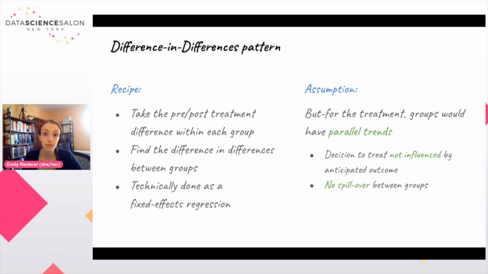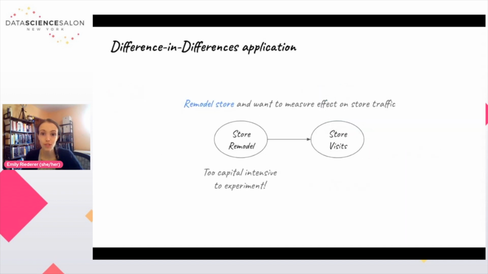The critical assumption here is that if the one group had not received treatment, the two groups would have had parallel trends. And there are a few different ways this assumption can break down, depending on how it was determined who got the treatment and how well isolated that treatment actually is. And we'll come back to those in a minute. But first, let's consider one example.